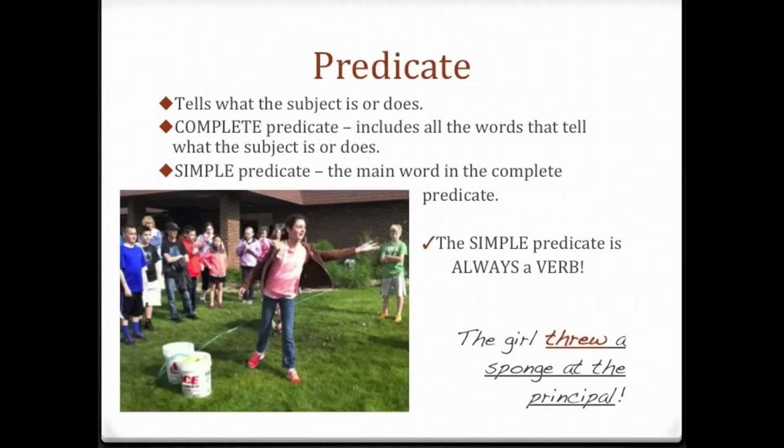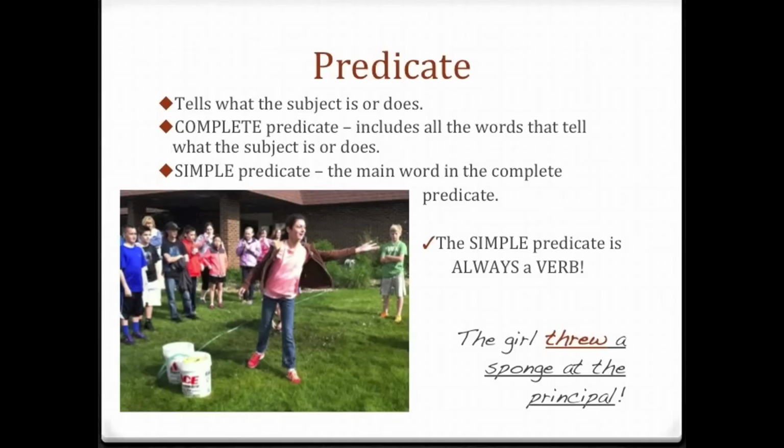The next essential part of a sentence is the predicate. If a sentence doesn't have a predicate, it's an incomplete sentence. The predicate tells what the subject is or does. The complete predicate includes all the words that tell what the subject is or does. In the sentence, the girl threw a sponge at the principal. The complete predicate is threw a sponge at the principal. It tells what the girl, the subject, did.